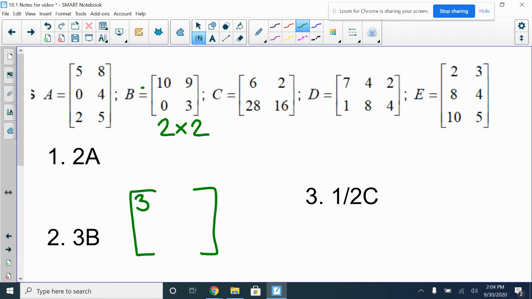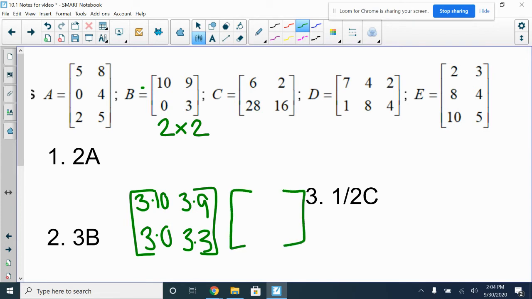So we have our 3 times that 10 in the first row, first column. We have the 3 times the 9 in the first row, second column. We have the 3 times the 0 in the second row, first column. And we have the 3 times the 3 in the second row, second column. So now all I should have to do is multiply it out. And this is the step.